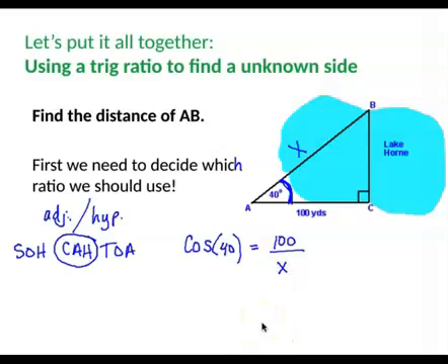So we've got one unknown that we're trying to find. How do we solve for x now? We're just going to use some algebra. It's hard to find an unknown when it's on the denominator. So I'm going to go ahead and multiply both sides by x. That way the x cancels out on the left side of the equation, right? It's gone. Now we're left with x times cosine 40 equals 100. And to solve for x, we're going to divide each side by cosine 40.